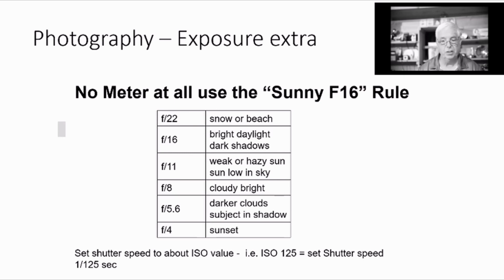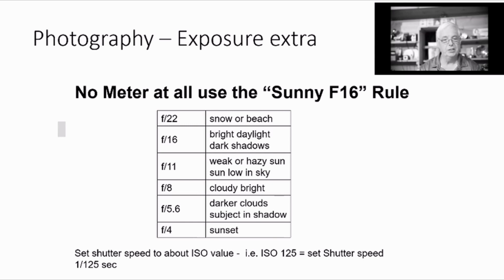Another way, this used to be in every single box of Kodak film on the inside of the box. It was called the Sunny F16 rule. And what it says is that you set your shutter speed to approximately what the ISO setting is. So if you have an ISO setting on your camera of 100, the closest shutter speed to that is 1/125 or 125th of a second.